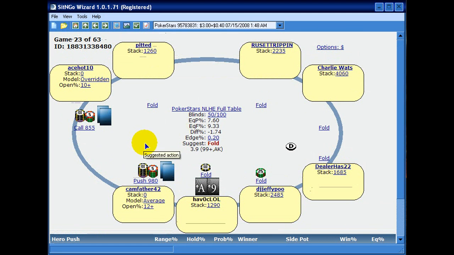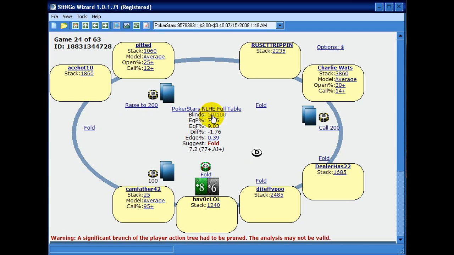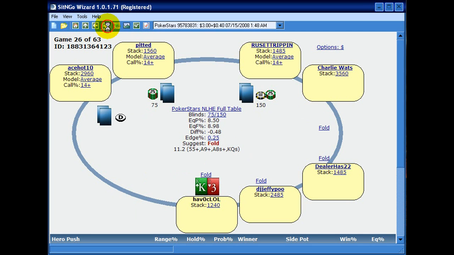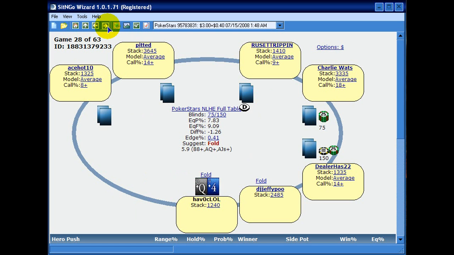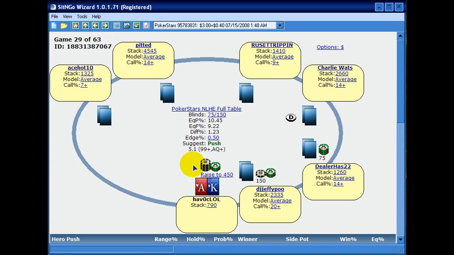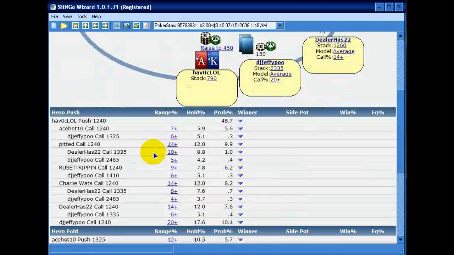So okay, here we've adjusted their ranges to what I feel is about right for them, and we can see that of course calling Ace-9 suited is still very bad, but we should intuitively know that already. 8-6 offsuit, easy fold, and we just have some very standard folds here. Here we have Ace-King offsuit, and yep. I don't know why I raised it here. This should be a push, but hey, whatever.